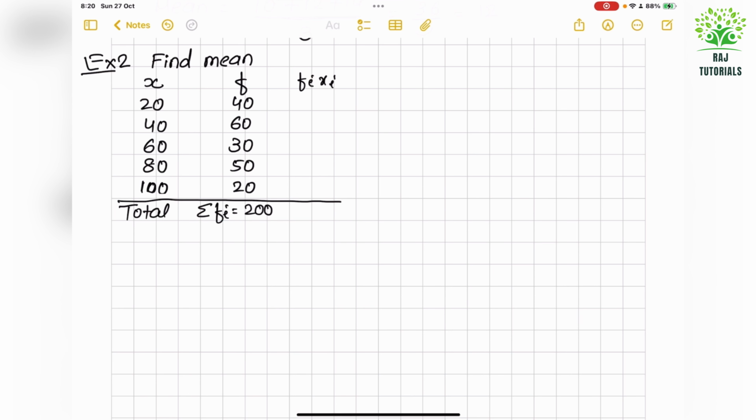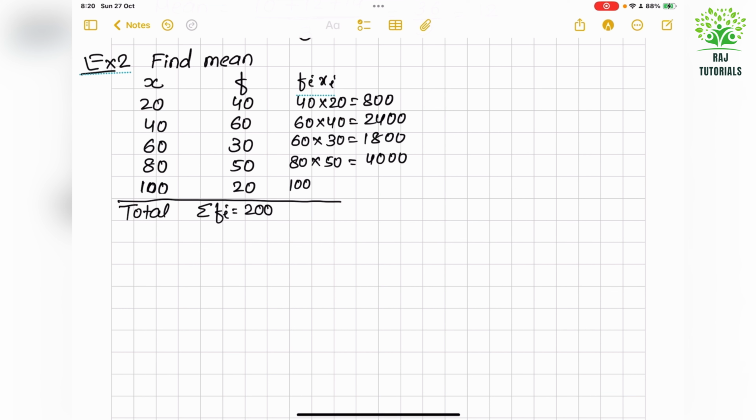That means whatever value of f and whatever value of x, we will multiply them. So 40 into 20, so 800. Then 60 into 40, so that will be 2400. Then 60 into 30, so 1800. 80 into 50, so that will be 4000. And 100 into 20, so that will be 2000. Now we will add them also, which we call sigma fi xi, that is summation of fi xi. So this is coming as 11,000.